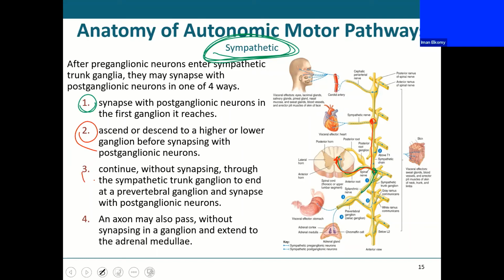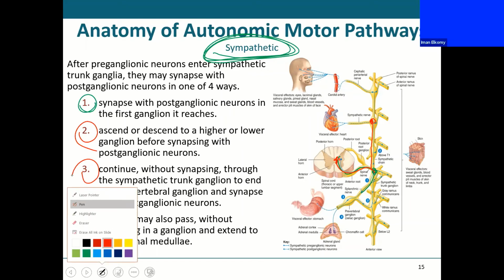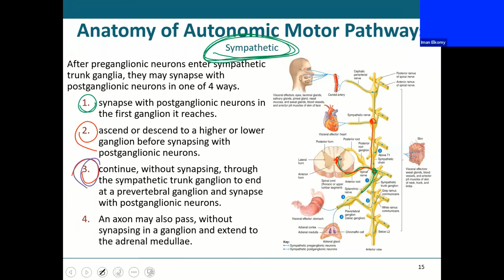Number three, in purple: my preganglionic neuron can come in, not synapse in that ganglia, travel up or down out of the sympathetic trunk, and instead synapse in one of those other ganglia, the prevertebral ganglia, with a postganglionic neuron.